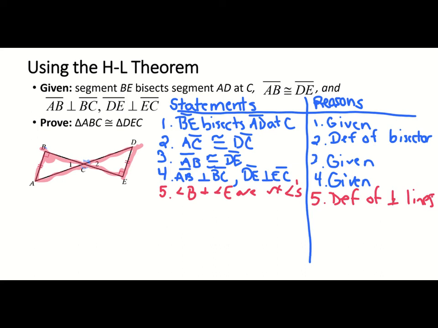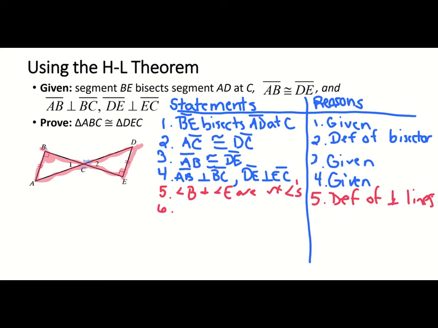Okay. Now, typically when we write right angles, we want to say they're congruent. But for using our HL theorem here, we just need to know we have right triangles. We don't care if the right angles are congruent. We don't need that to prove the triangles are congruent. But we do need it to prove that they are right triangles.